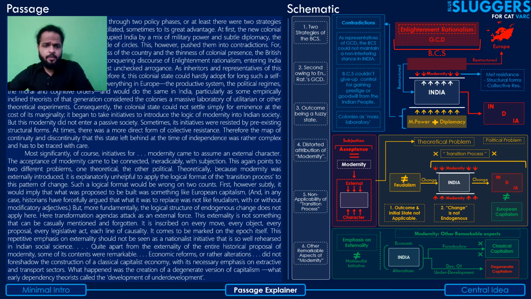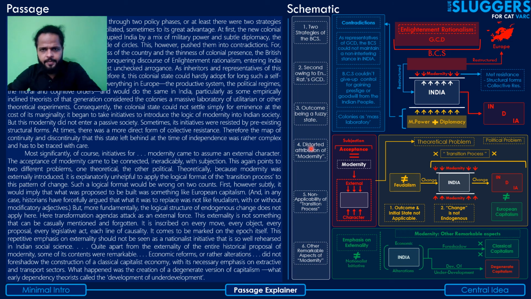Now, before we move on to the central idea, let's quickly note the flow of ideas in the passage. The author starts with talking about the two strategies of the British colonial state, then talks about how the second one is in contradiction to the first, and he lists the reasons. We are not going through the details of that again. Then he talks about how the outcome left India in a fuzzy state, an area of continuity and discontinuity. That's what the first paragraph is about, these three points.